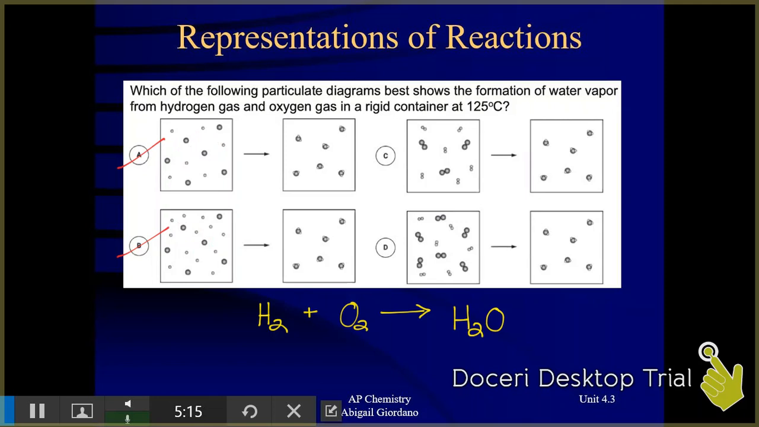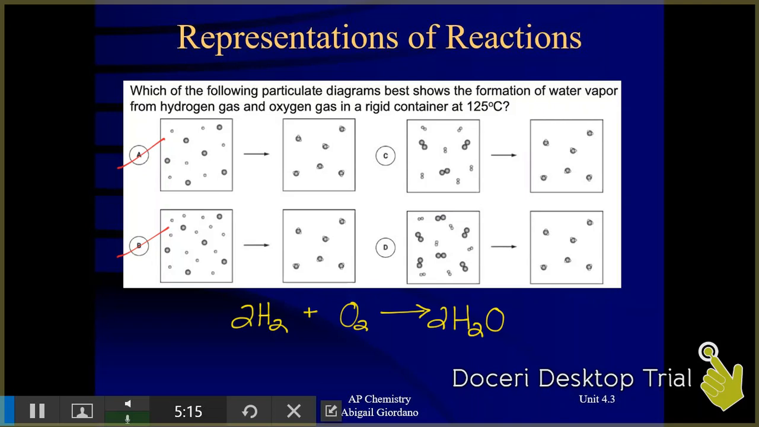Now let's come back and balance. All right. To balance this, I'm going to put a 2 right there and a 2 right there. Okay. Now let's look at our answer choices between C and D. And let's count the number of particles.